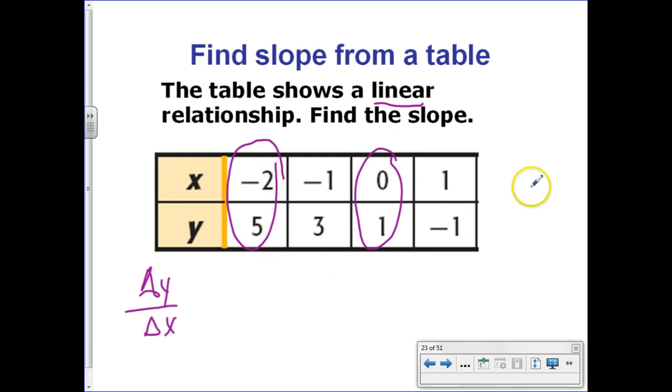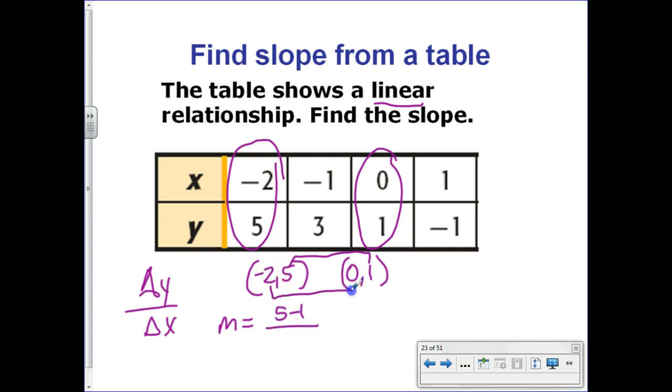I kind of like thinking of it as ordered pairs. So I'm thinking of it as -2 and 5, and this is the point 0, 1. All right, if I want to find the slope, I'm going to take your 2 y values and subtract them, 5 minus 1. Take your 2 x values and subtract them, -2 minus 0. Here's what we end up with, positive 4 over -2. That simplifies to be -2. You can check with any pair of points within this table and you will get the same answer.